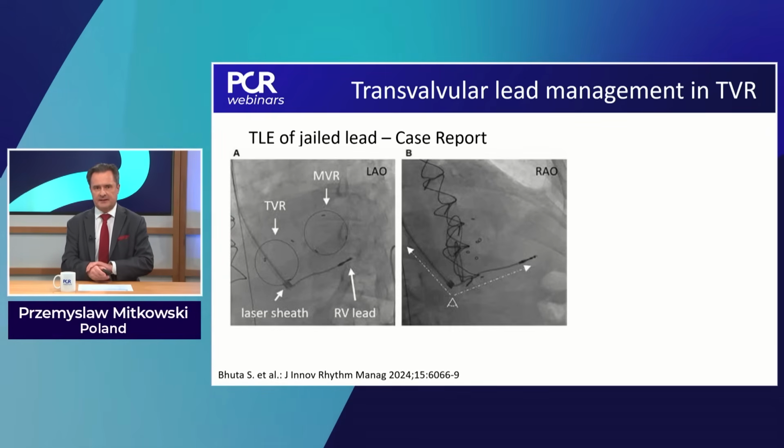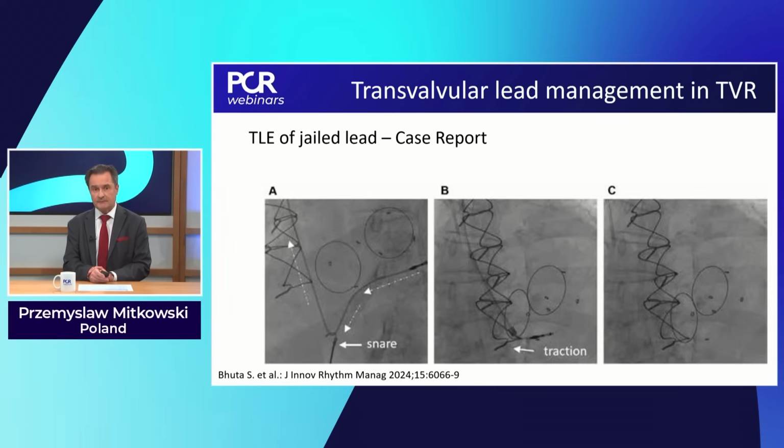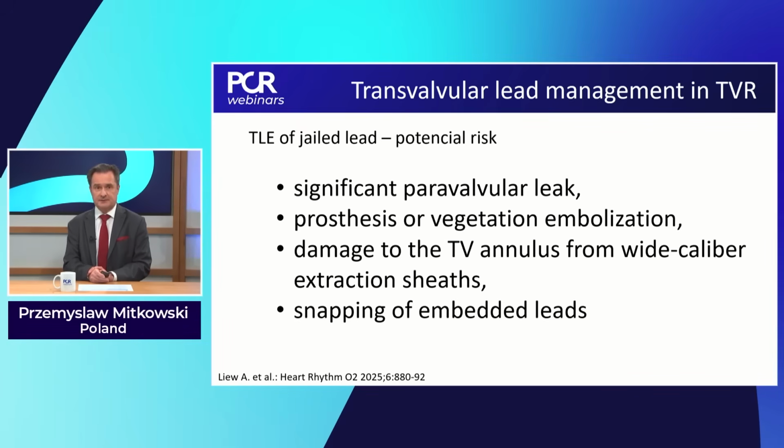And here we have a case published 2 years ago. It was really very, very difficult to remove this lead. They used a tandem approach, so the second loop was introduced from the femoral vein. They used laser, and finally, they did not even cross this valve, but the lead was released from the endocardium. It was located in the middle septum, so it was quite a good condition for lead removal. And here you have other pictures from this paper.